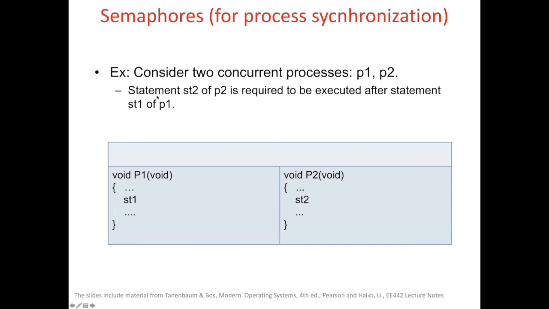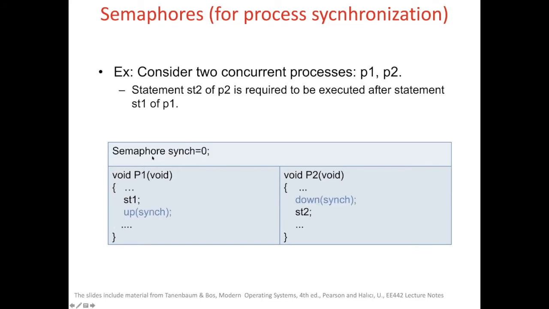Semaphores can also be used for process synchronization. For example, consider two concurrent processes, P1 and P2. Statement ST2 of P2 is required to be executed after statement ST1 of P1. In process P1, we have statement 1, and in process P2, we have statement 2. And we are requiring ST2 to be executed after ST1.